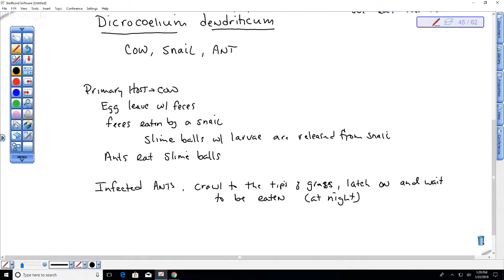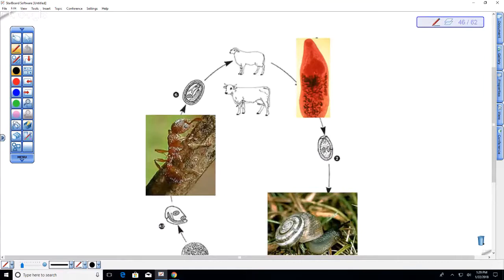Okay. So this is just an adaptation by the parasite to increase the likelihood that it would actually finish the life cycle, because those are strange hosts. So here's a diagram. So this can occur in cows and sheep. This is very common in Europe. So it's not so common in North America that we have this life cycle.